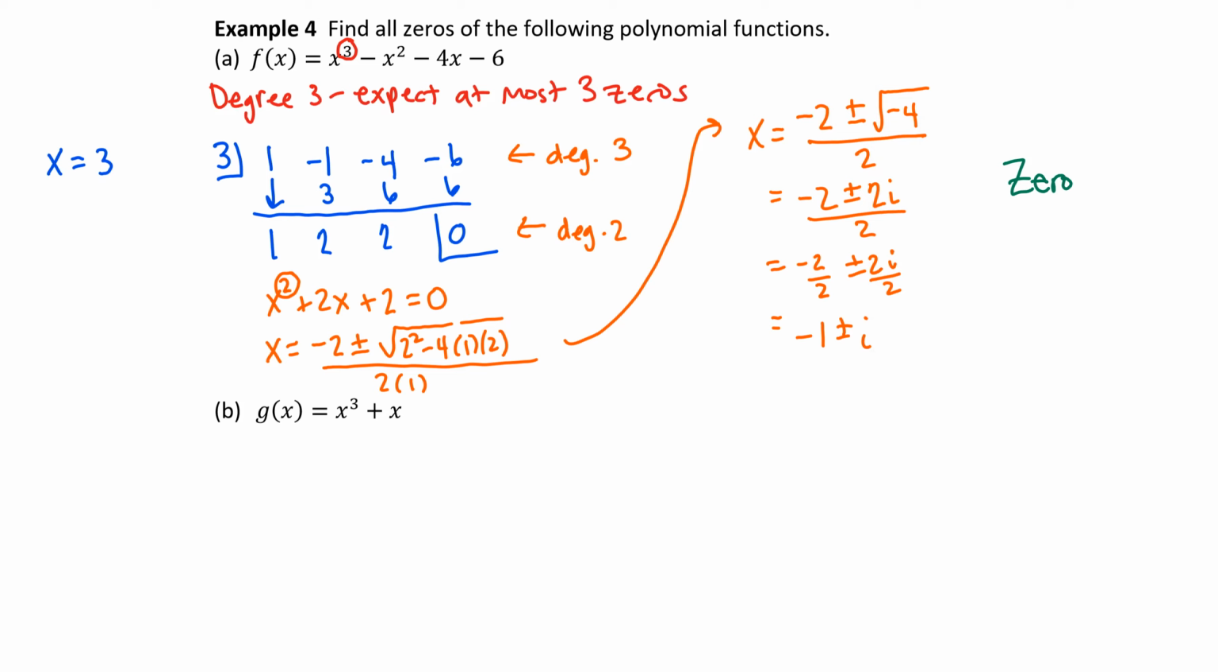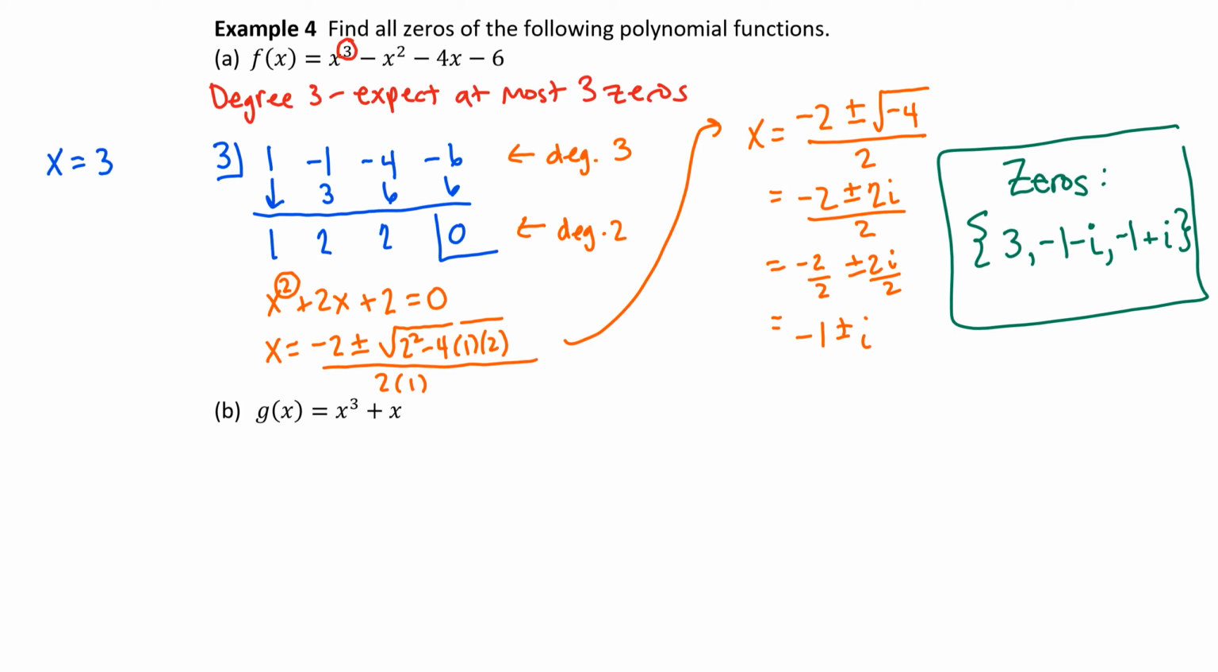So altogether, the zeros of this polynomial function are 3, that was the rational 0, the easy one, and then splitting these up, negative 1 minus i and negative 1 plus i. So we have 3 distinct zeros, although we only have one x-intercept corresponding to the rational zero. The other 2 zeros are values that would, if I plugged them back in, balance that equation when set equal to 0, but they do not correspond to an x-intercept.